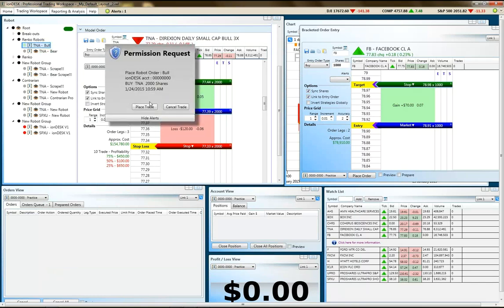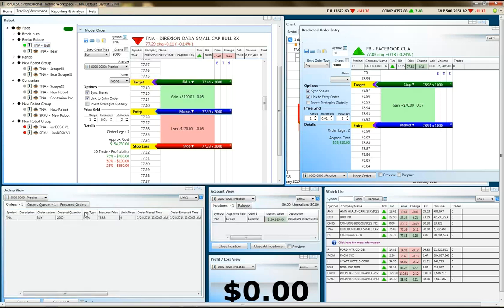Because we said that this particular trade needs our permission, here's the permission box. This is very similar to what you would get in your email. When you click place trade, it will place the trade based on your permission. This is a great way for you to trade at work, so you're still in control. Even though the robot is looking for the opportunity, the permission part of IonDesk will say, hey, are you sure you want to do this?